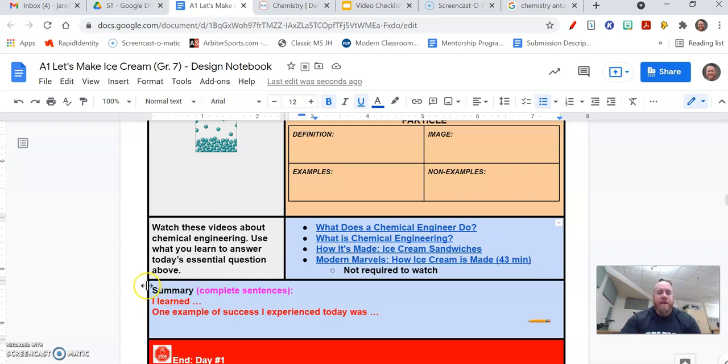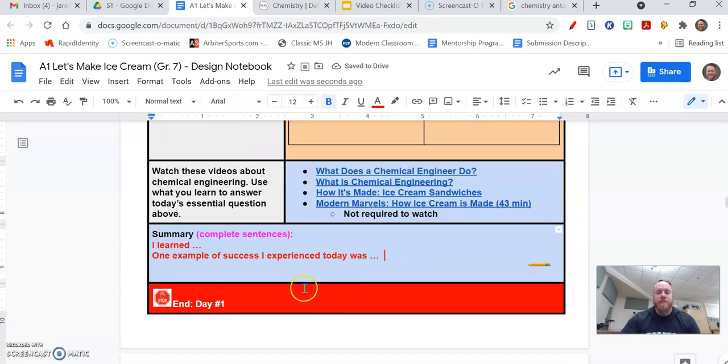Once you're done with all that, then you have your daily summary, which again, blue background, it's a must do. So what's something that you learned, maybe from vocabulary, maybe from talking about chemical engineers, and what was one thing that you were successful with today? Just complete those prompts, and then you see the red stop sign. You are done with day number 1. If you have any questions, please reach out to your teachers. Good luck.